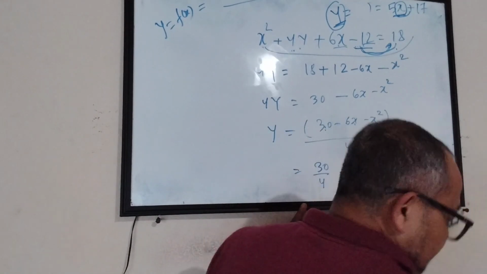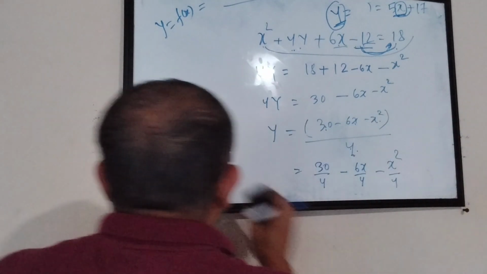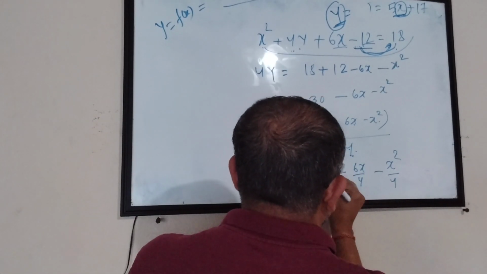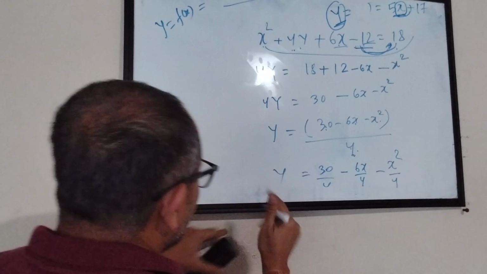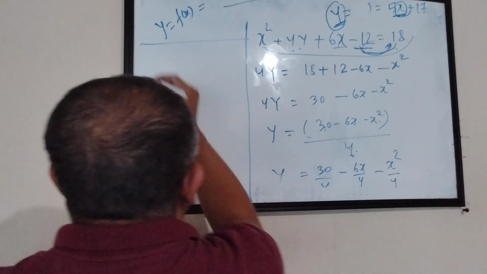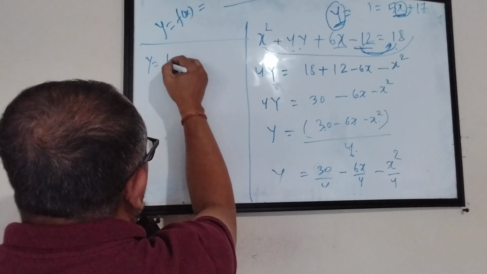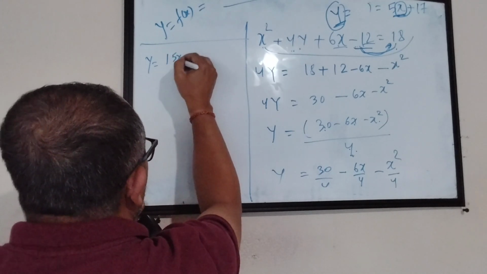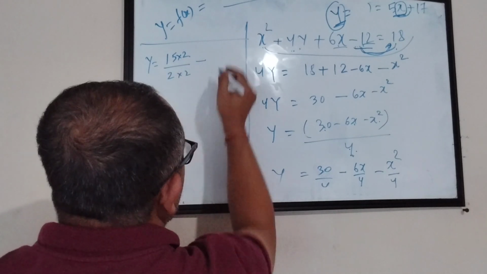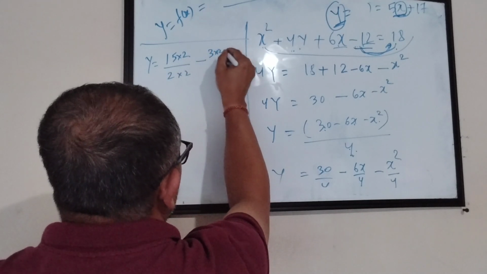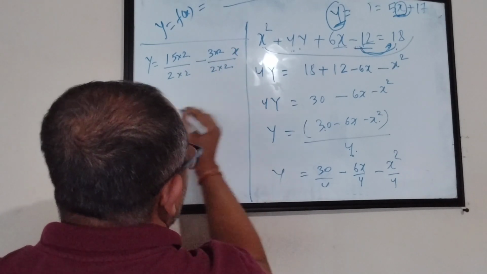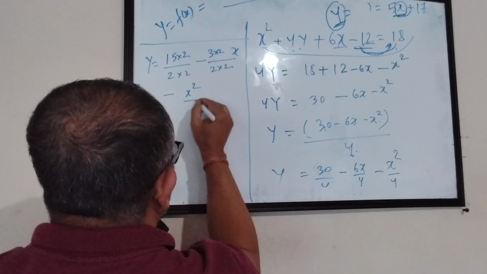Okay, let's do some tic tac toe. Let's keep some fun alive. So y equals 30 by 4. 30 I can write as 15 into 2 and 4 I can write as 2 into 2. I'm just factorizing it. 6 by 4, 6 I can write as 3 into 2, x divided by 4 I can write as 2 into 2. Minus x squared by 4.